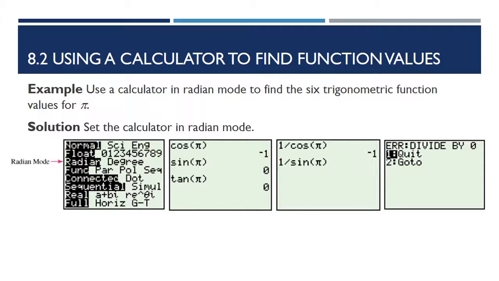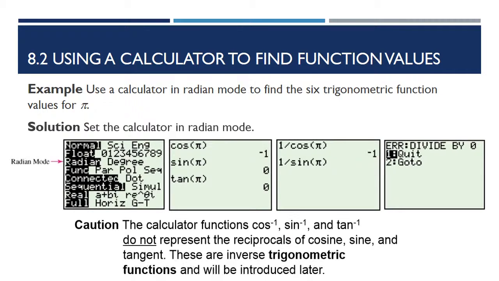And there you see it right there. And then put in each of the functions and you should get negative 1 for cosine, 0 for sine, 0 for tangent. Now for secant, you must do 1 over cosine and you get negative 1. For cosecant, you must do 1 over sine. And this time you get an error message because it's undefined, it's divided by 0.